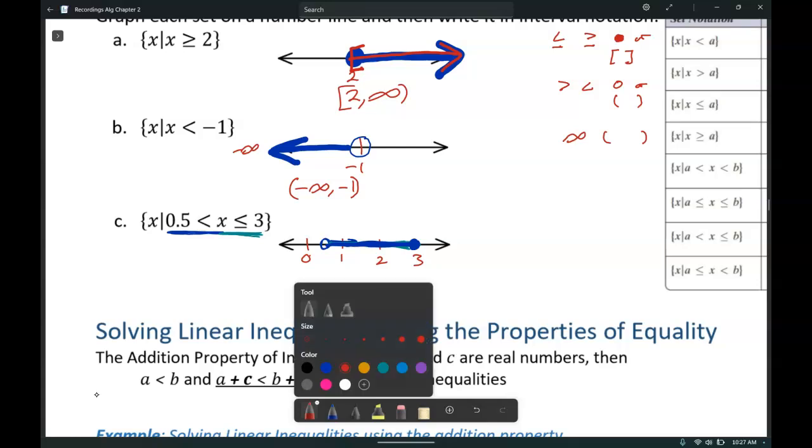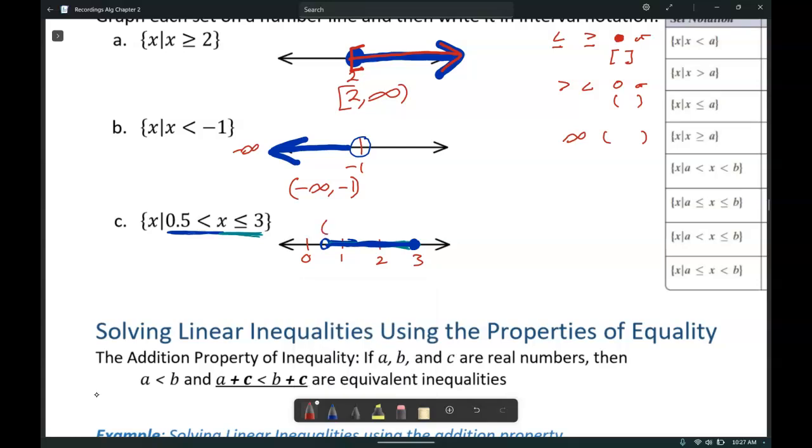If we were going to use the bracket notation, we could use a parentheses here and a closed bracket here. The interval, our lowest value is 0.5. Our highest value is 3. Because we don't have the or equal, we use a parentheses on this side. Because we have the or equal, we use a bracket on this side.